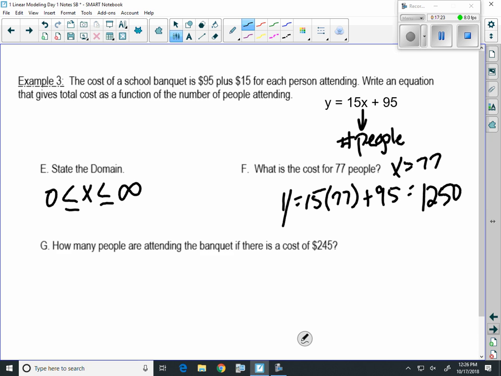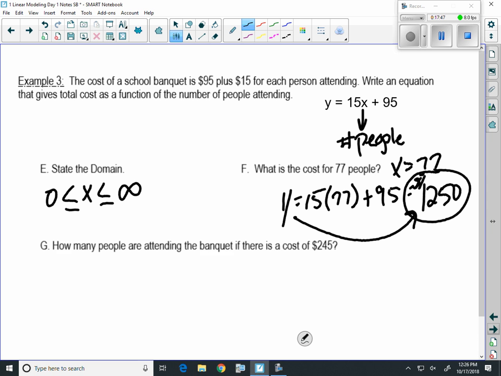Okay, so is this people? No, we're saying Y is 1250. What's Y? The cost. So it's going to cost $1,250 for 77 people to attend the banquet. Pretty pricey.